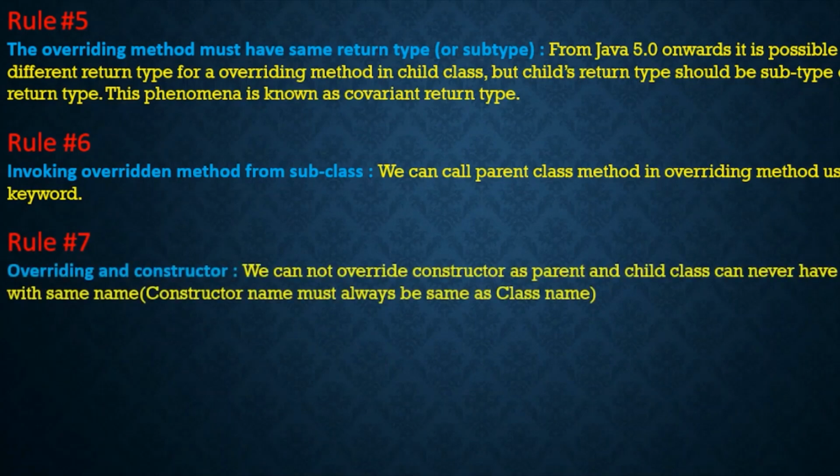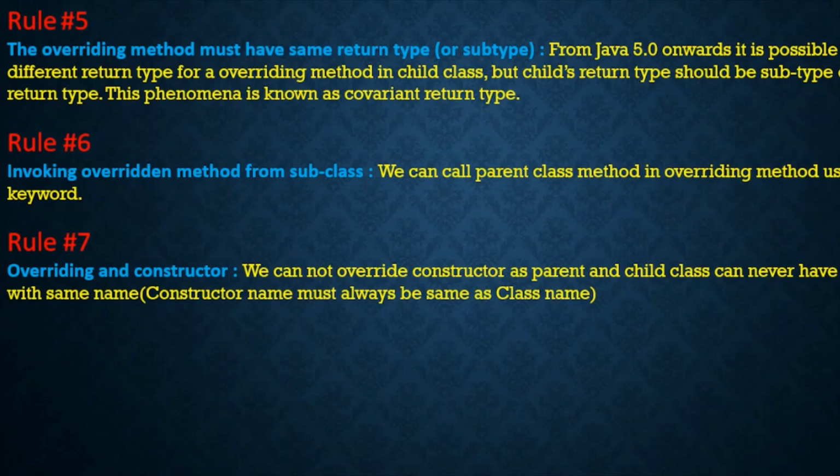Then rule 7, overriding and constructor. What do you mean by constructor? Constructor is a special method in Java which has the same name as the class name. But what is the overriding concept? Overriding is whatever method you are writing, the name is going to be the same in the subclass. If you are going to override the constructor, then the subclass name and superclass name are different, right?